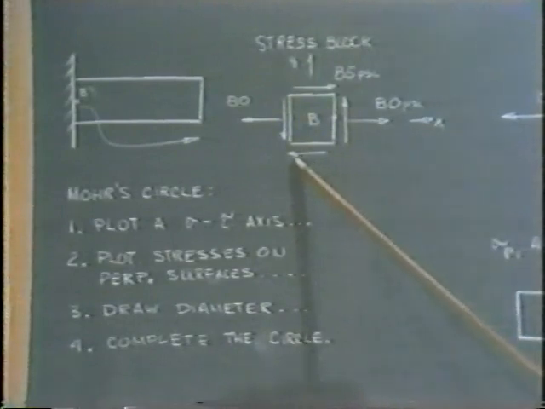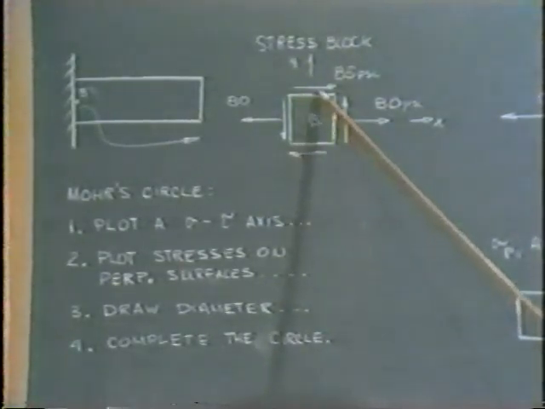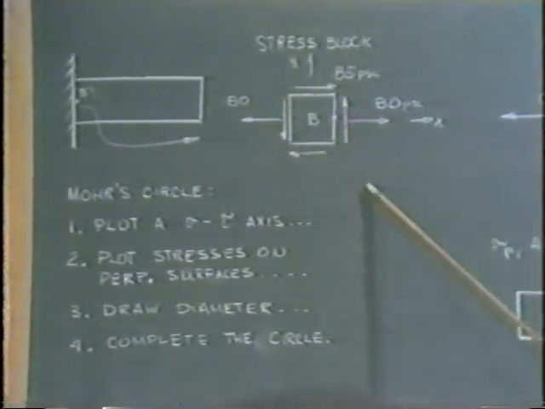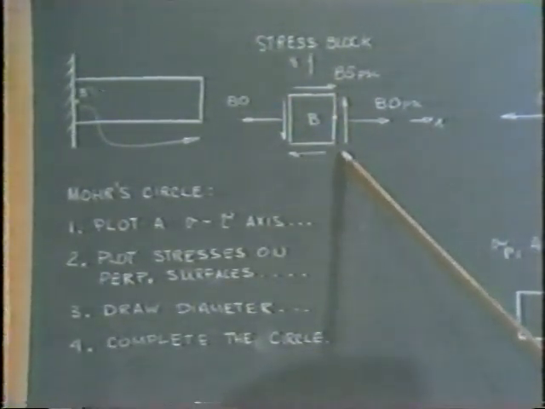85 pounds per square inch would be applied on the bottom surface to the left, and 85 pounds per square inch applied to the right on the top. This is called a stress block, and it represents the equilibrium condition of our point B. Now we're ready to start drawing Mohr's circle.